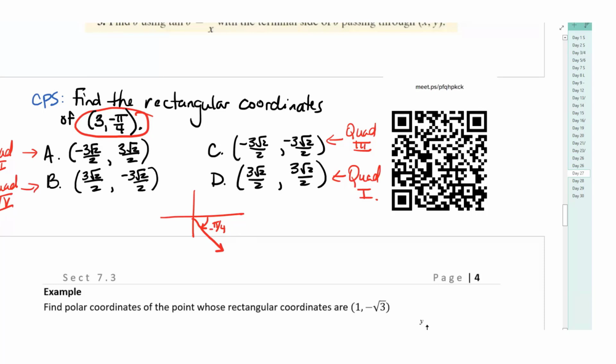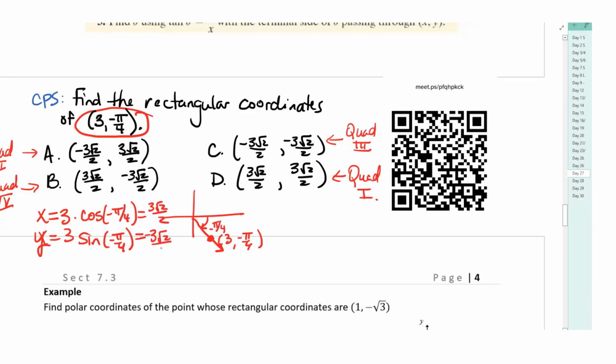But let's see how we actually get it. And then, by the way, a distance of 3. So here's (3, -pi over 4). But if we're going to work it out, which we should, X equals R, which is 3, times the cosine of -pi over 4. The cosine of negative pi over 4, because we're in quadrant 4, is going to be positive root 2 over 2. So that's 3 root 2 over 2. And then Y is equal to 3 times the sine of negative pi over 4. Sine of negative pi over 4 is negative root 2 over 2 in quadrant 4. So we have negative 3 root 2 over 2.